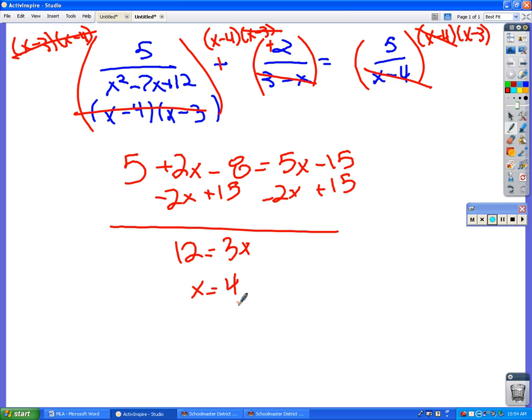You can't do it because if I plug 4 into this right here, I would get 0 on the bottom, and that's one of the 2 no-nos. Yeah, there were 4 of them that came out to be no solution. A lot of no solutions.